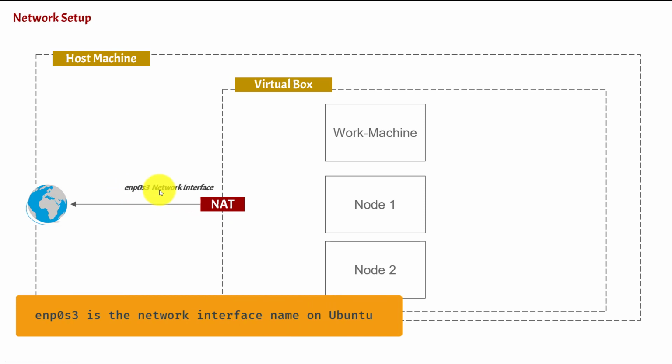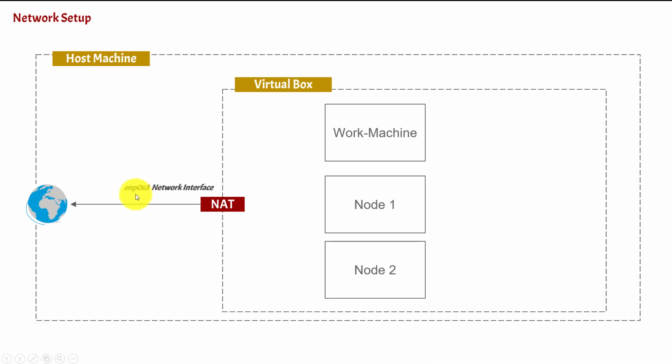In previous versions of Ubuntu, it was called ETH0, that is Ethernet, and in the new versions like 18 or something, I don't exactly remember from when they started to rename it, but in version 18.04 which we are using, it is called ENP0S3. So the name of the interface is ENP0S3.